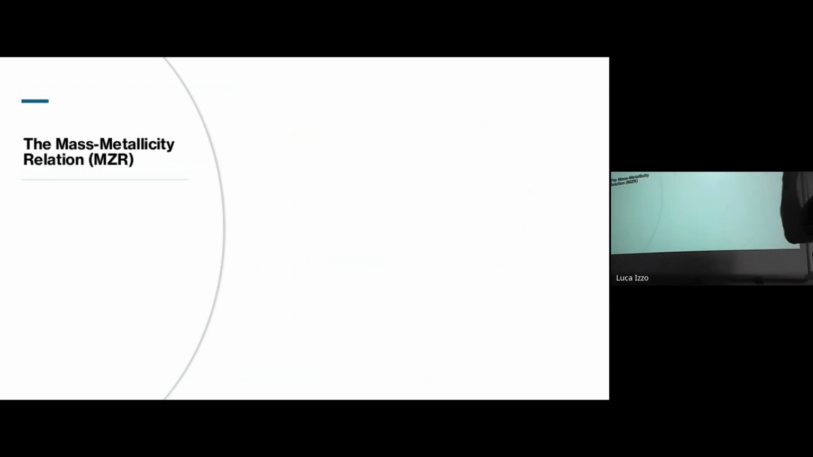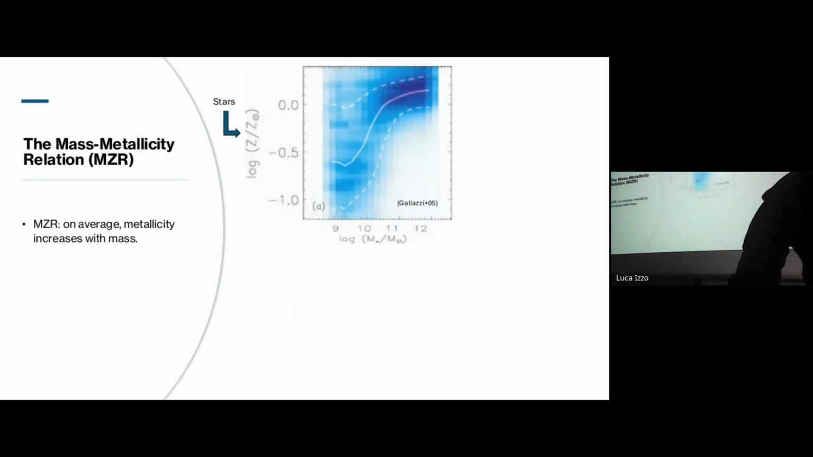Then, what is the mass-metallicity relation, which is the topic of my talk? The mass-metallicity relation is a correlation between the mass of galaxies and their metallicity. And though my focus is primarily on early-type galaxies, this is true also for star-forming galaxies. And the mass-metallicity relation simply tells us that on average, the metallicity of galaxies increases with their mass.